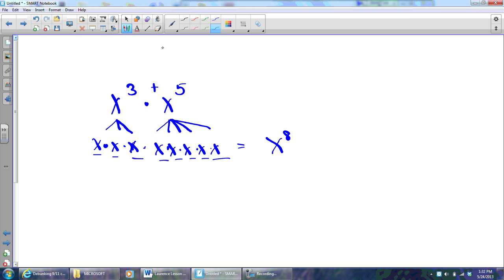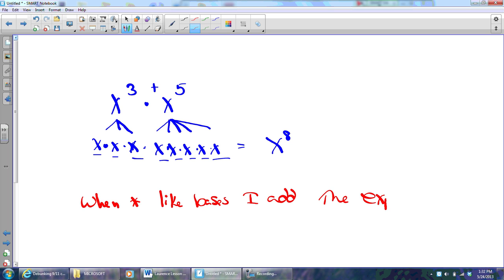When multiplying like bases, I can add the exponents. When multiplying like bases, I add the exponents.